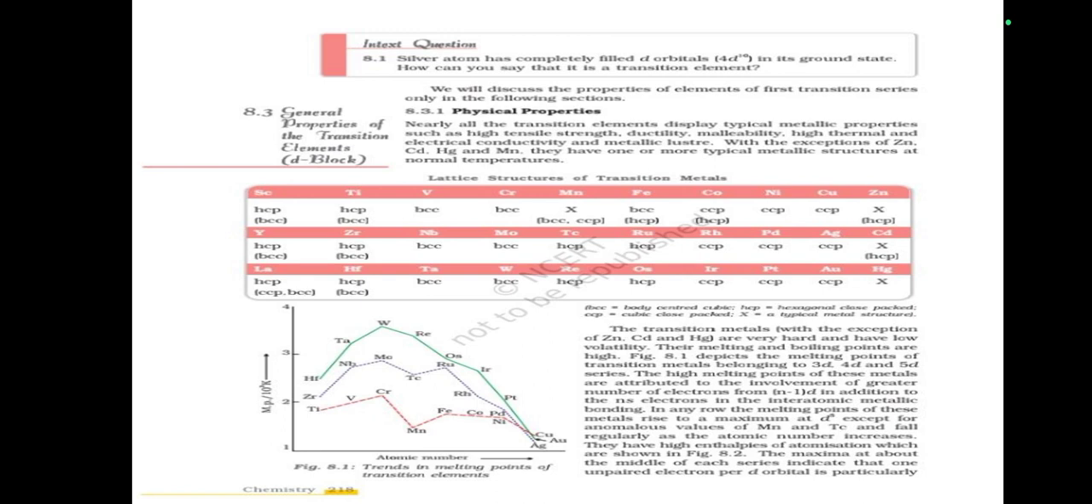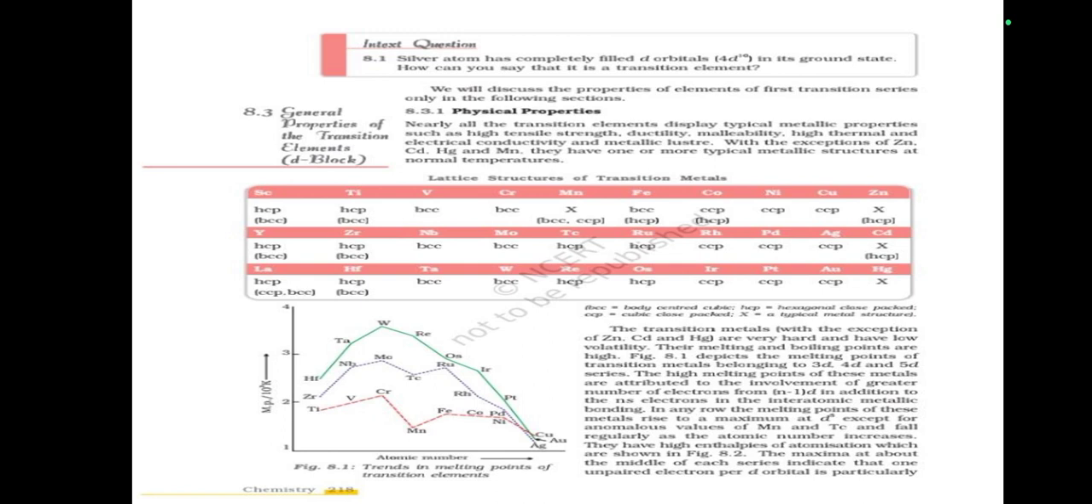The high melting points of these metals are attributed to the involvement of a greater number of electrons from (n-1)d in addition to the ns electrons in interatomic metallic bonding. In any row, the melting points of these metals rise to a maximum at d5, except for anomalous values of Mn and Tc, and fall regularly as atomic number increases. They have high enthalpies of atomization, which are shown in figure 8.2.